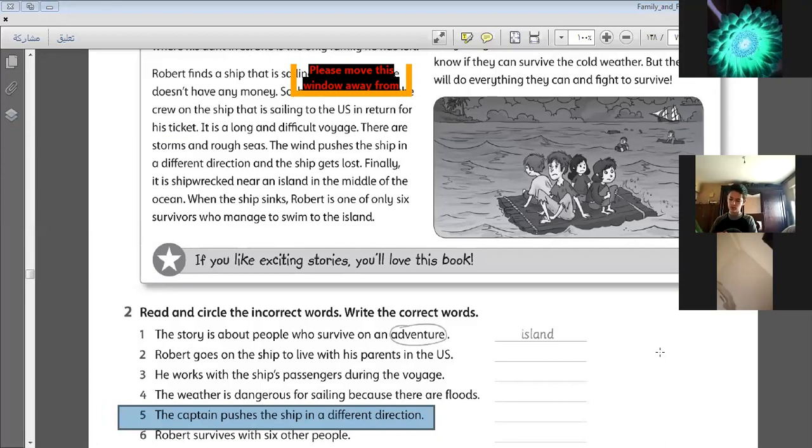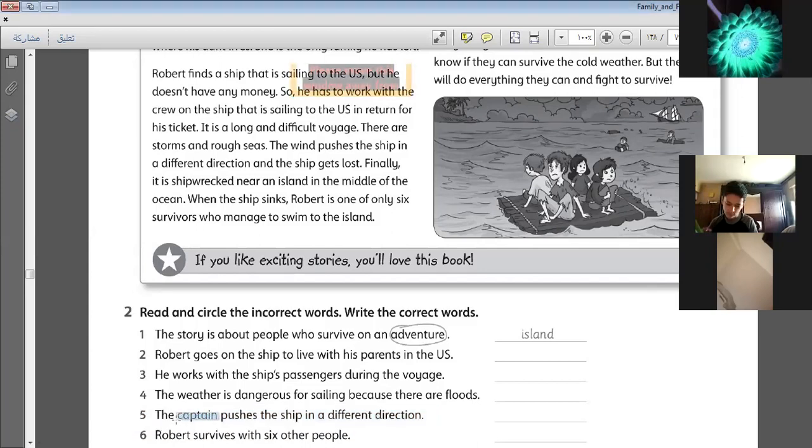The captain puts the ship in a different direction. Teacher, we replace it with wind. Okay, so we replace the captain with wind. So the incorrect word is captain. We replace captain with wind. You can find wind here, as you can see on the screen. This is wind for number 5. So the wind pushes the ship in a different direction. This is for number 5.